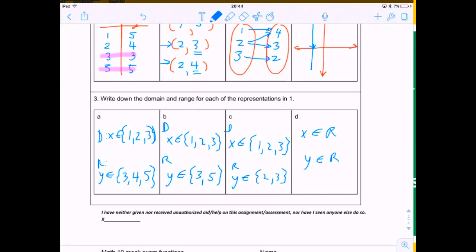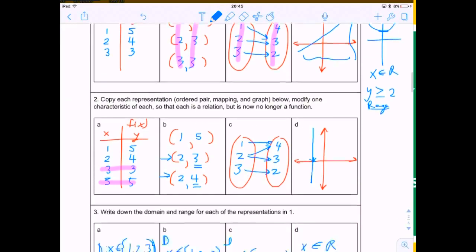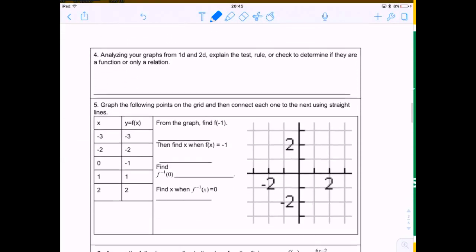So I could write that as x is any real number, and y is any real number. Okay, if I had a curve, for example, let me do another example here. If I do a parabola, and the parabola starts at y equals 2 here, then the x, the domain, would be all real numbers, but the y would be any number above, did I say 2? So it would be y is greater than or equal to 2 would be the range. Okay? All right. Moving on to number 4.